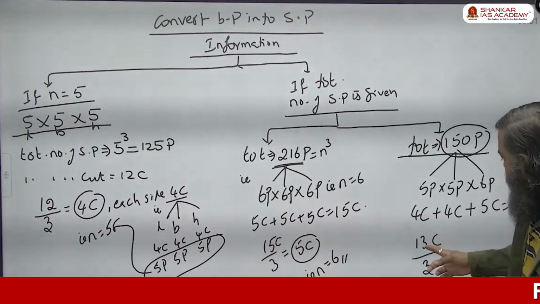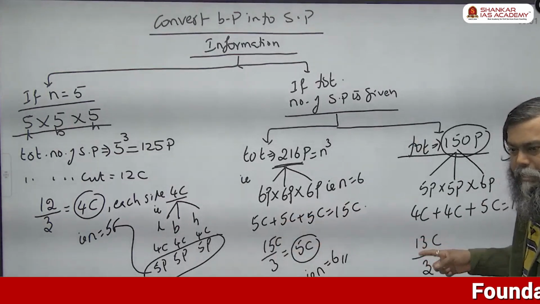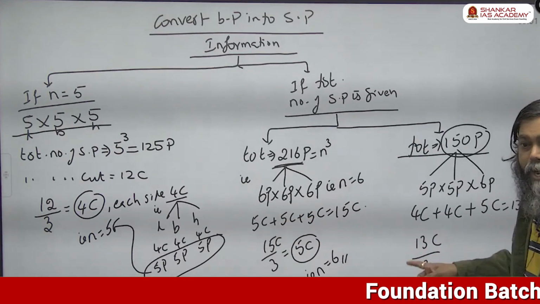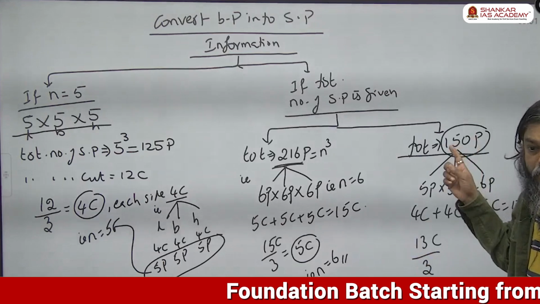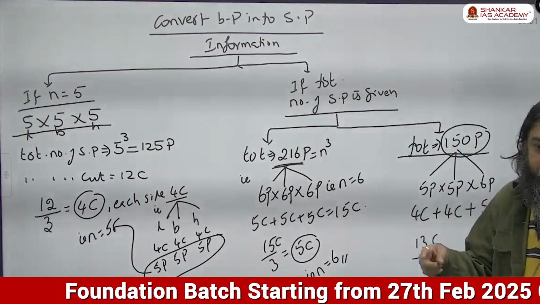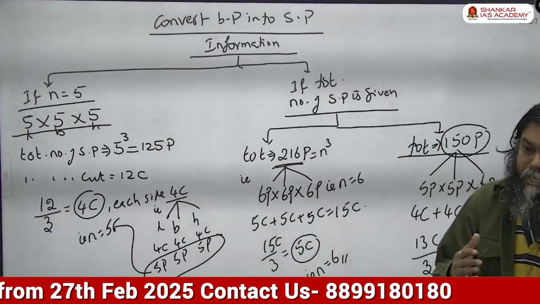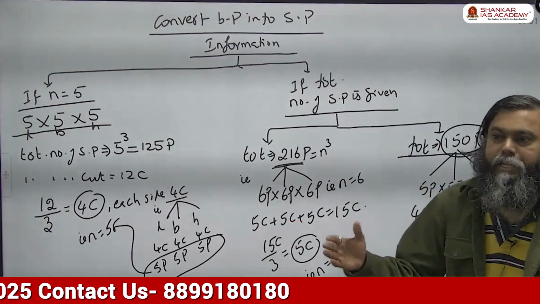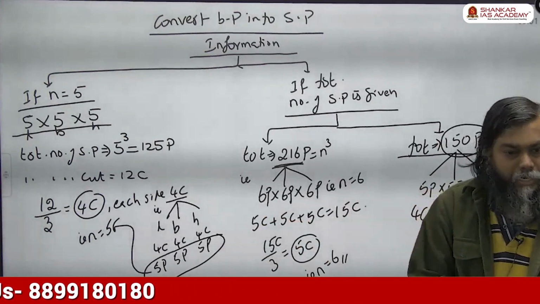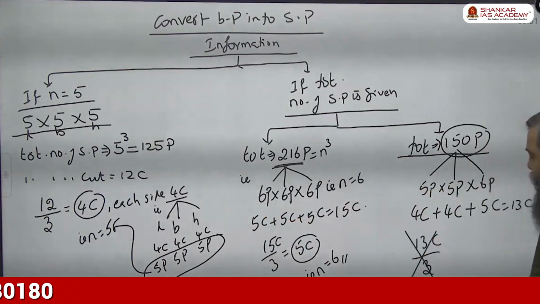But what is the meaning of this? Can we distribute a total of 13 cuts equally among length, breadth and height? No. Why? It is a cuboid. You cannot distribute the total cuts equally among length, breadth and height. So you cannot do that. Do you understand this, boss?